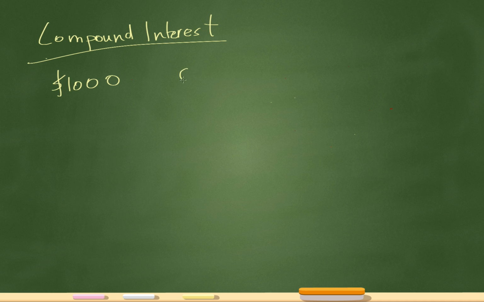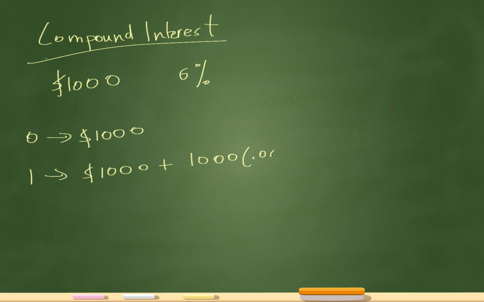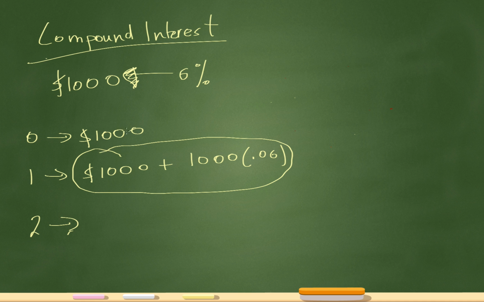Again, we have $1,000 and my interest is 6%. So at year 0, I deposit $1,000. After 1 year, I'll get $1,000, which is my original balance, plus 1,000 times 0.06, the 6% interest on that principal of $1,000. Now here's where things change. In my second year, remember in simple interest, I was getting 6% of 1,000 every single year, no matter what. But in compound interest, I take 6% of this new amount. I don't take 6% of 1,000 anymore, I take 6% of this number, which will be 1,006.